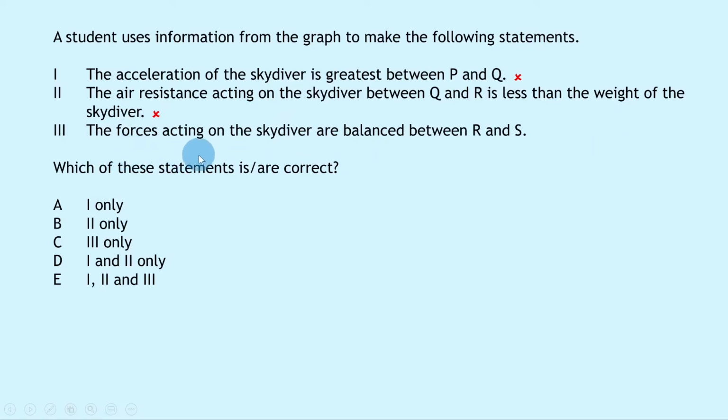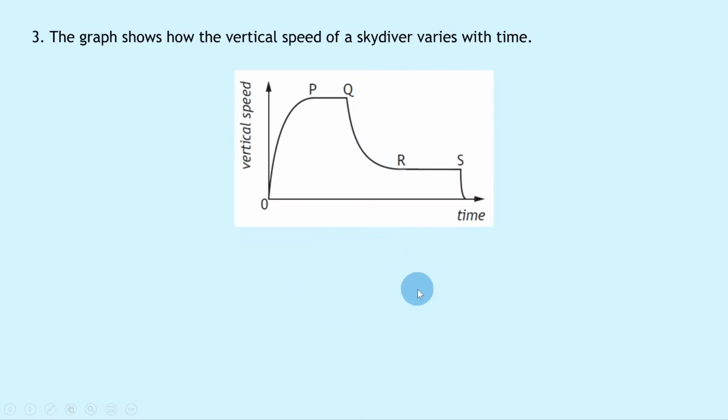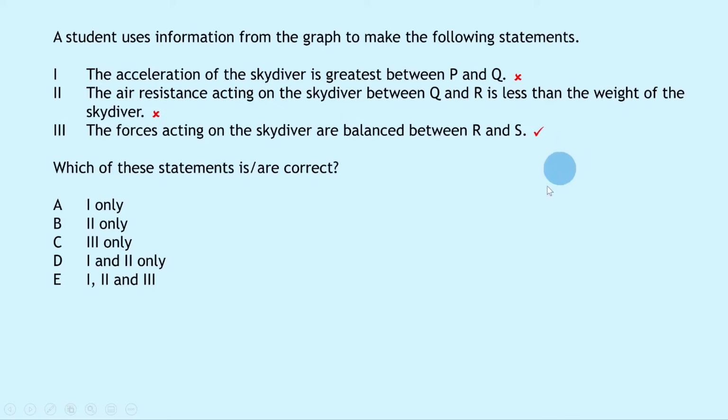And lastly, the forces acting on the skydiver are balanced between R and S. Well, looking back at the diagram again, we can see that between R and S we have reached another constant vertical speed, i.e. the second terminal velocity, which means that the vertical forces acting on the skydiver, which are the air resistance and the weight, will be balanced between these points. So we can say that this third statement is true, which means that 3 only is the only correct one, so that means C is the answer here.